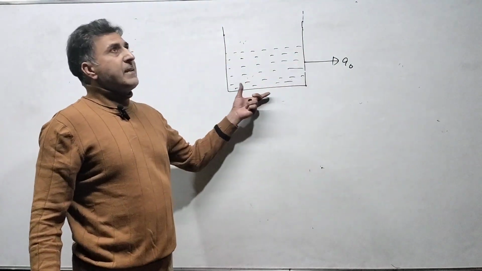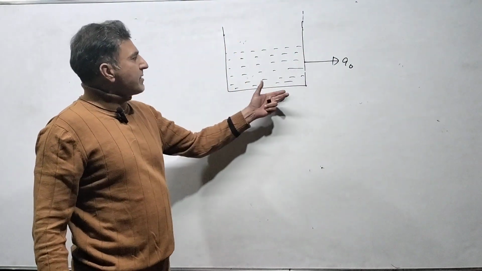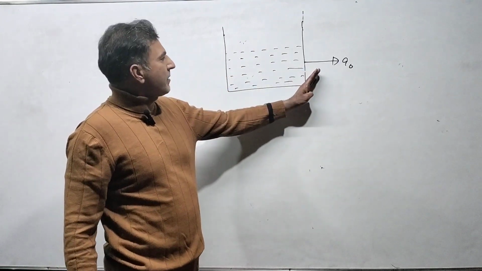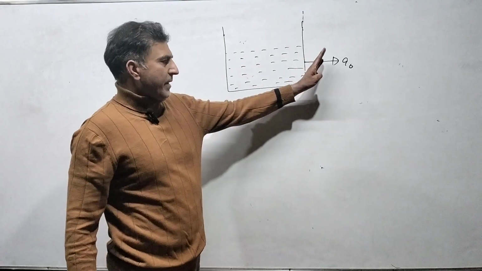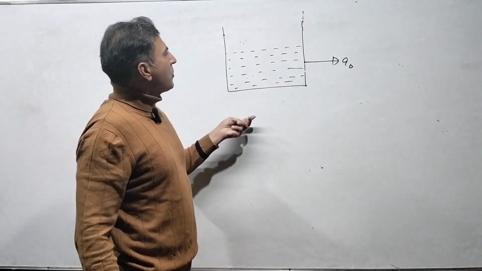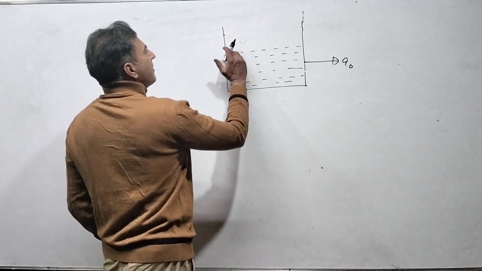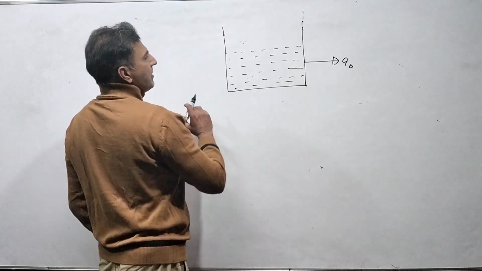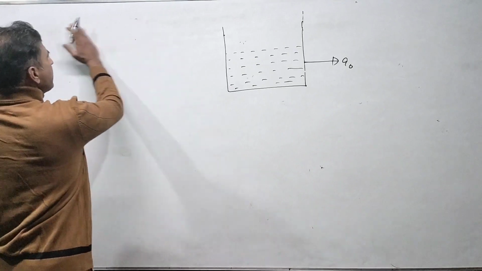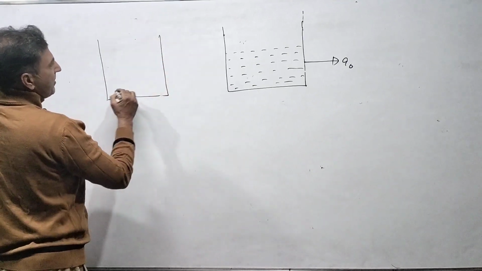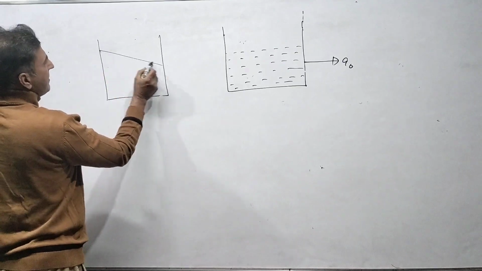So this water inside, in order to give it an acceleration, there must be a force in the forward direction. That force comes about when the water rises a little higher from this side. So the shape of the water will be like this now. When it is accelerating, it will be like this.